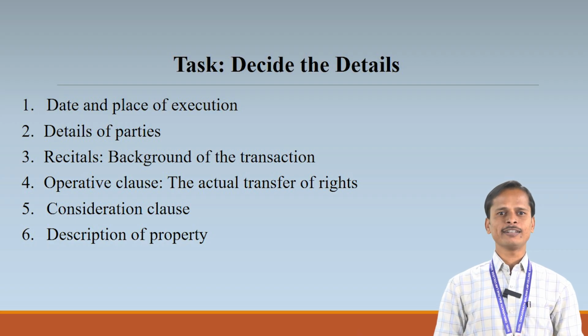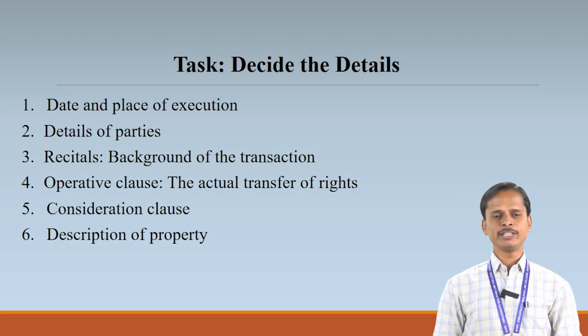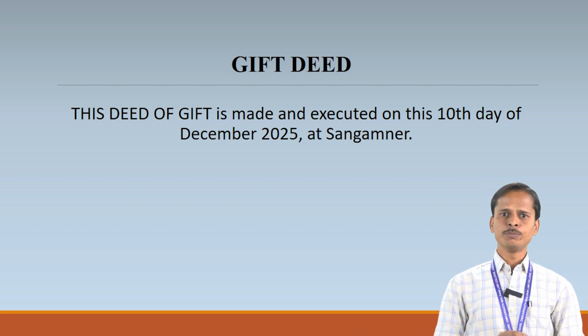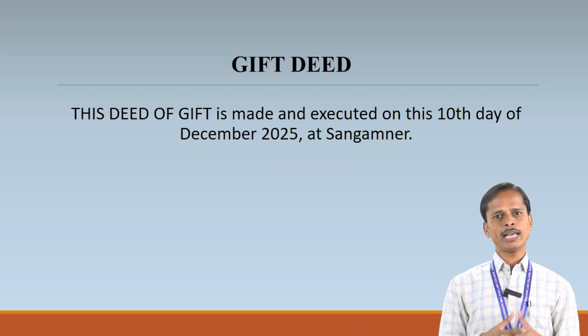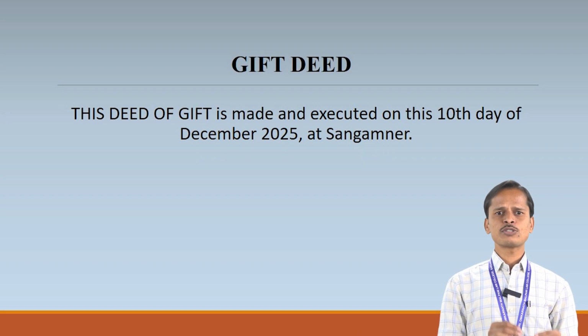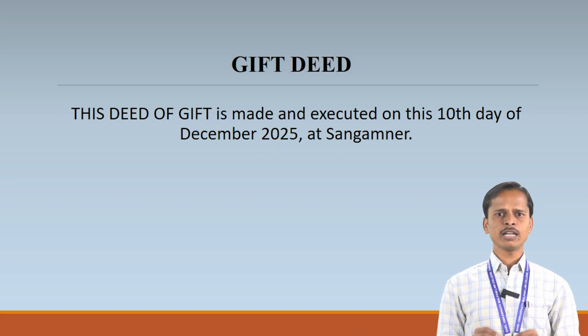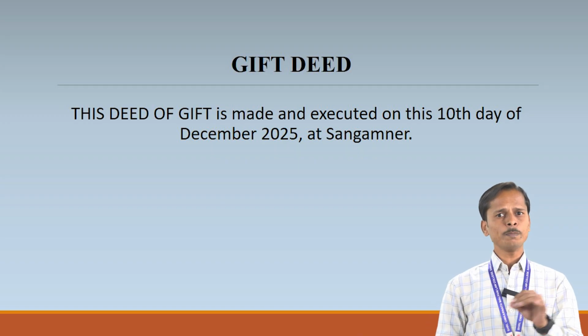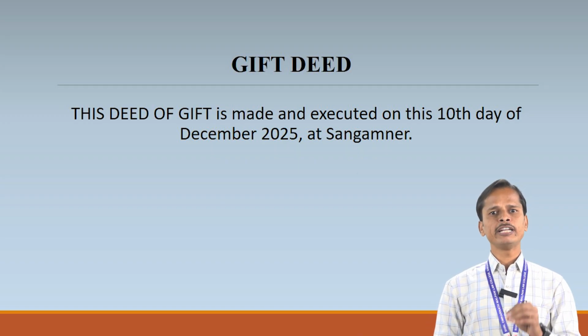Alright, let's get started with the actual drafting of the gift deed. The very first part is the title. Here we write it on the top of the page in capital letters, GIFT DEED. Next, we move on to the date and place of execution. It usually begins with a formal line. For example, we can write this deed of gift made at Sangamner this 29th day of July 2025. This opening sentence tells us what kind of deed it is, where it is made and on which date.